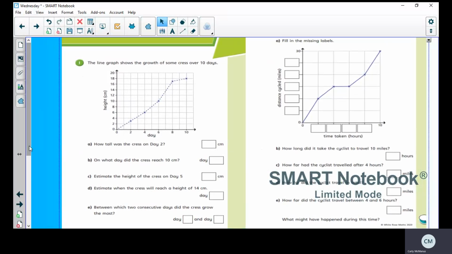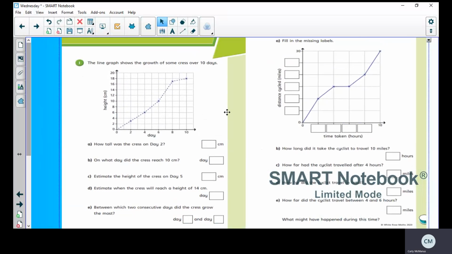It says estimate when the cress will reach a height of 14 centimetres. So look at 14 centimetres and look at what day that would happen. It says, sorry, between which 2 consecutive days, so consecutive means 2 days together, did the cress grow the most? So when did it grow the most? Between 2 days. So have a look at the graph for that.